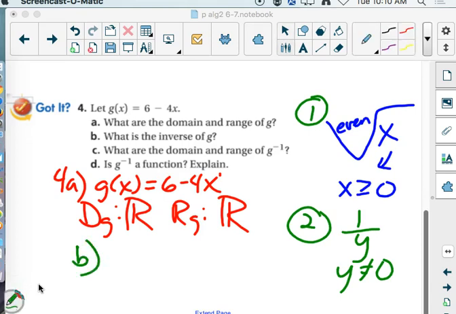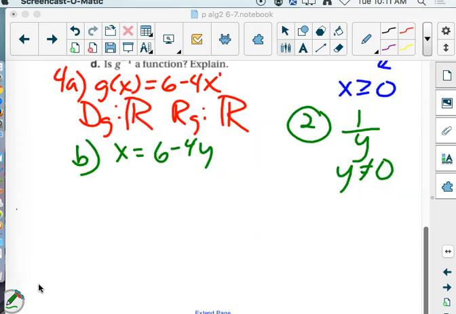What's step 1 to find an inverse? Switch the x and the y, but there's like a step 1/2 here, because which of these is really y? So we're going to think of this as y equals 6 minus 4x, and then we're going to switch the x and the y. Okay, there's step 1. What's step 2 for inverses? Solve for y. So how do we get it by itself? Subtract 6.